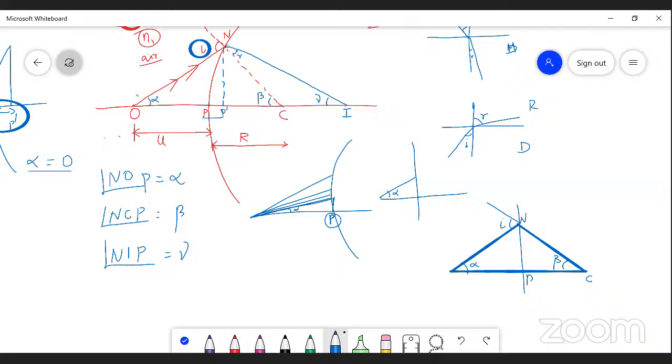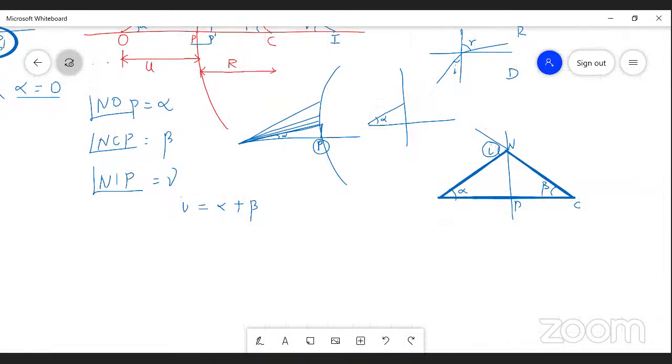What is the angle of incidence? I is equal to alpha plus beta. The mathematical formula: an outer angle is equal to the sum of the opposite angles, alpha plus beta. But we need the proof. This angle is 90 degrees, but the general formula is I is equal to alpha plus beta.